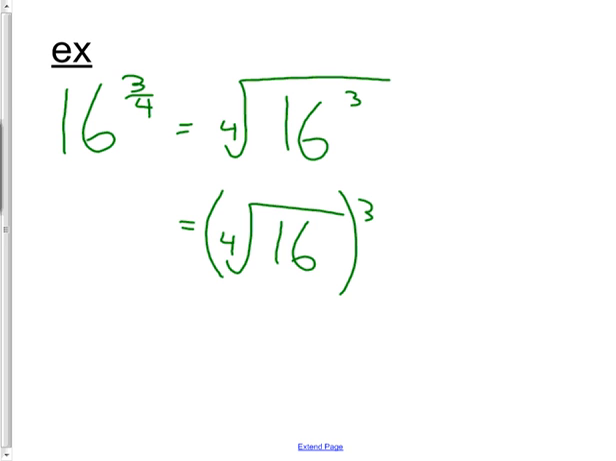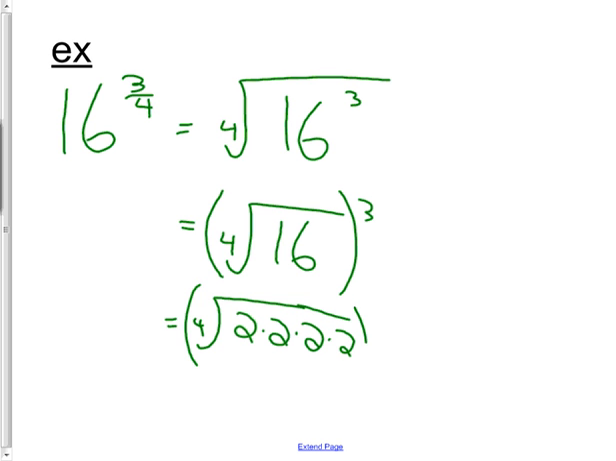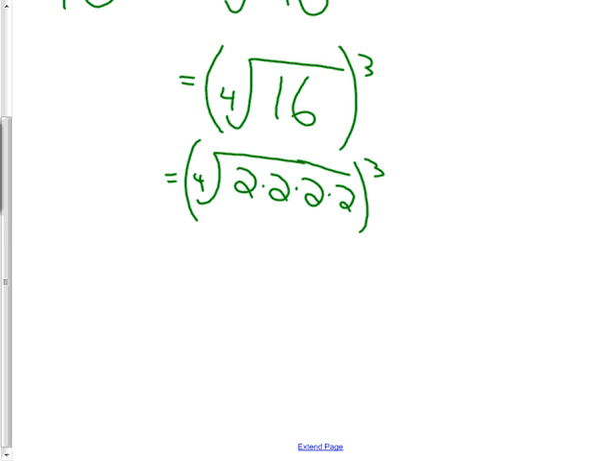2 times 2. Okay, we did 16 before, right? And we got the 4th root of 2 times 2 times 2 times 2, still all to the 3. There's 4 here, we take a 2 out. 2 cubed, and 2 cubed with your calculator is 8.